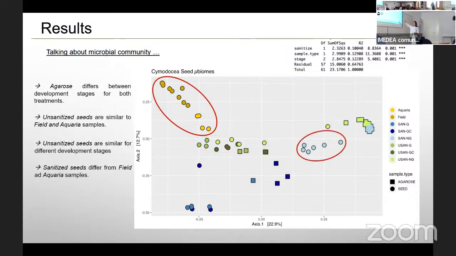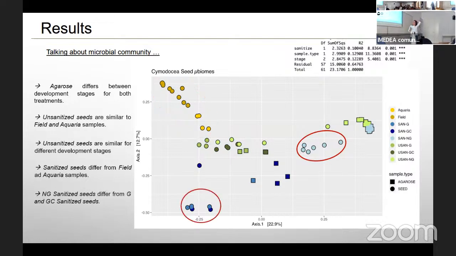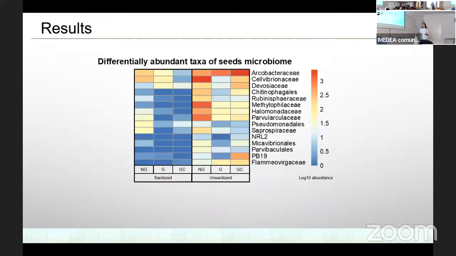But if we check the sanitized ones, of course, they are different from the field samples. But also, when the seeds grow, they change the community in some way. And this is changing in a different way from the unsanitized ones. So there are some differences between microbial communities.